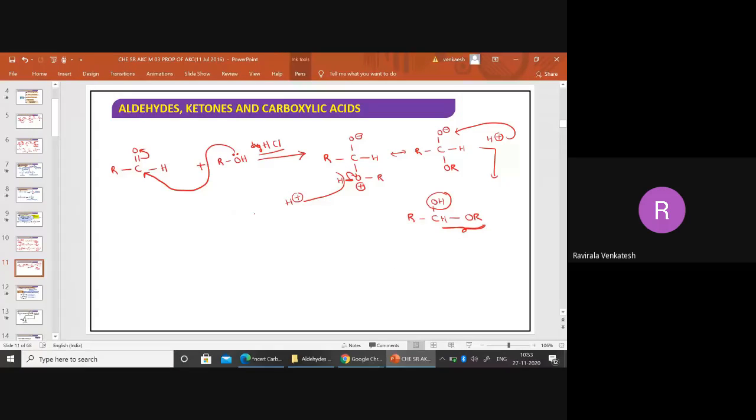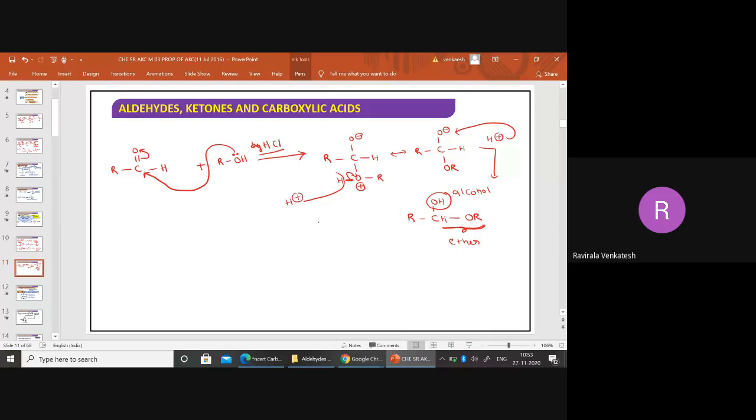Ether or ester? Carbon, oxygen, carbon. Which type of linkage? Ether. This is called ether linkage, so it is having an ether functional group. This already you know, this is an alcoholic functional group. Again, here also we are getting two functional groups: alcohol and ether.